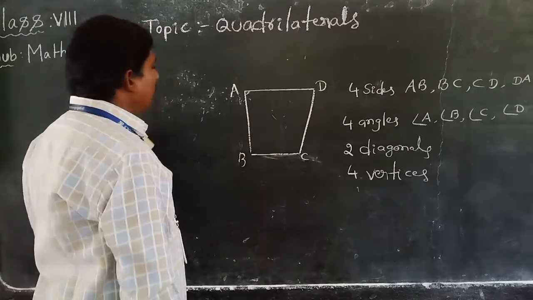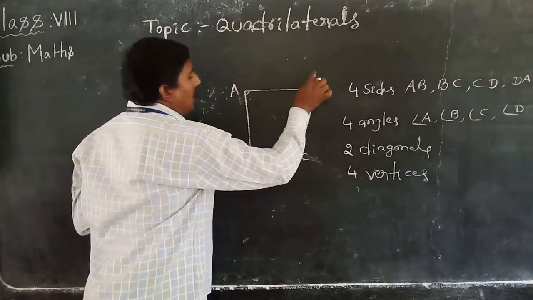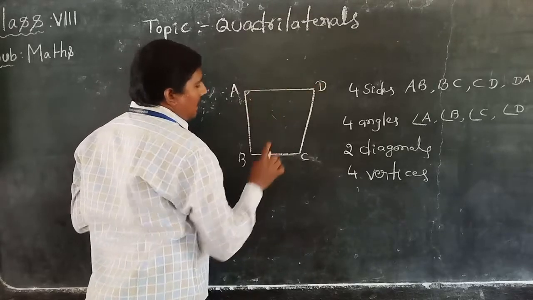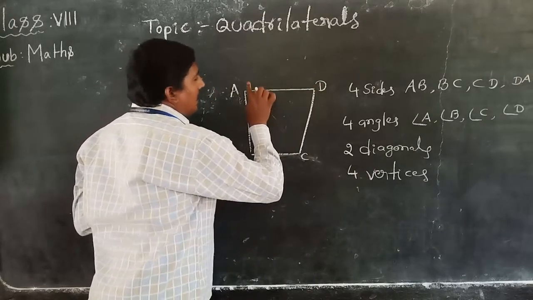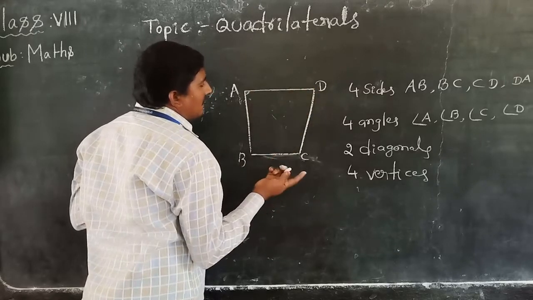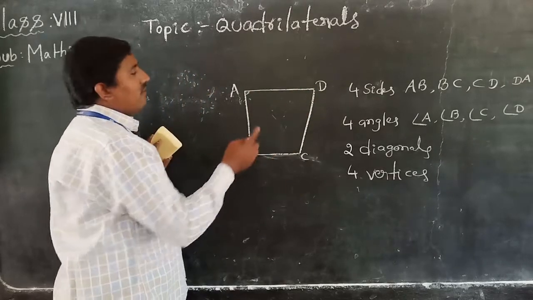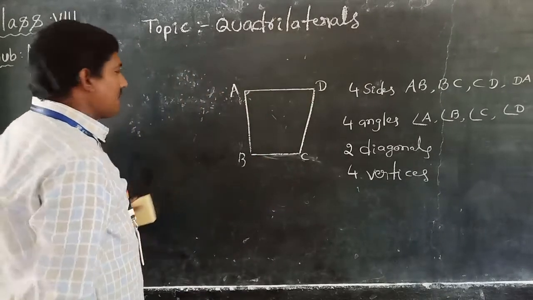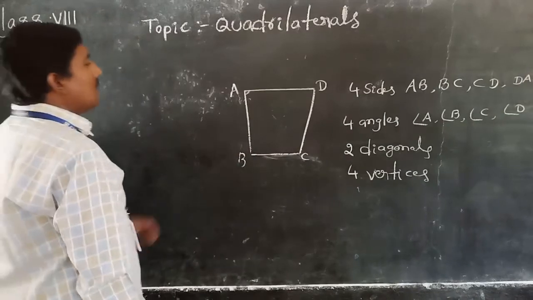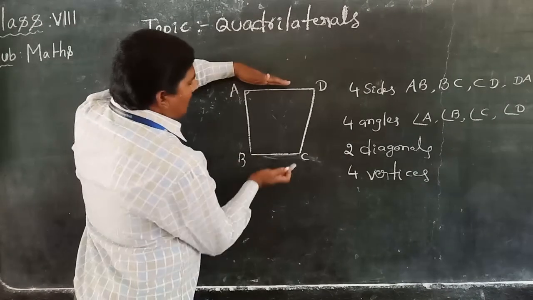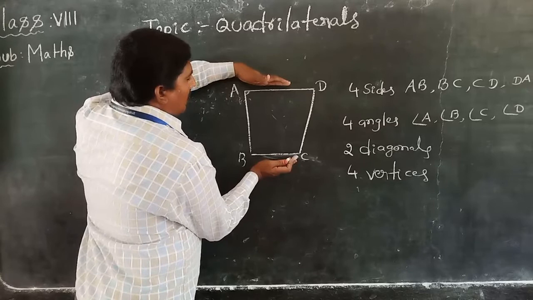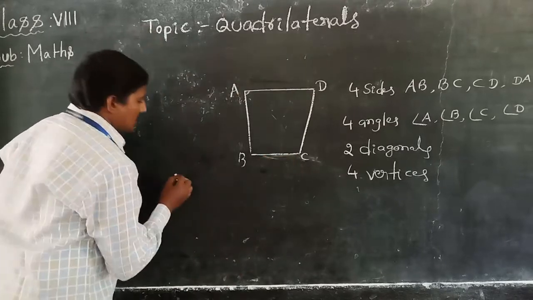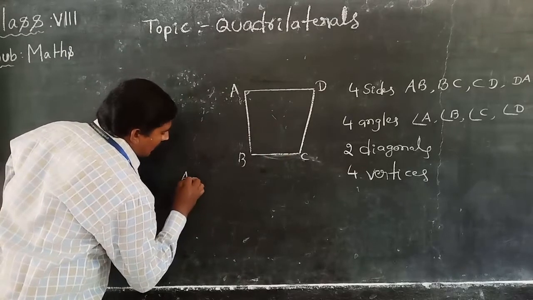Next, what about sides AD and BC? For side AD and side BC, there is no common vertex. Then what should we call them? These two sides are opposite sides.